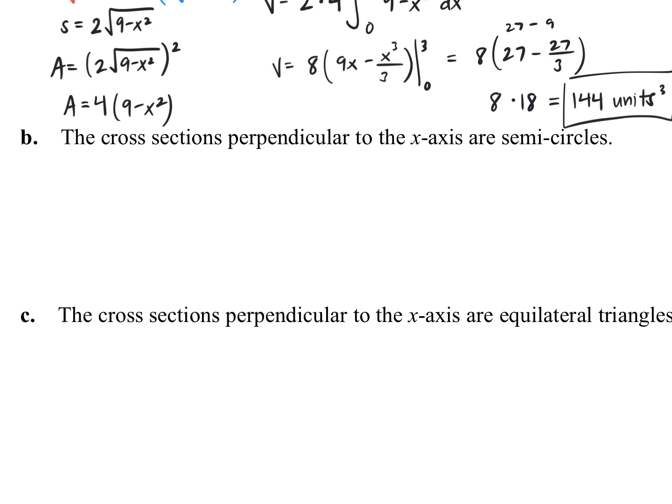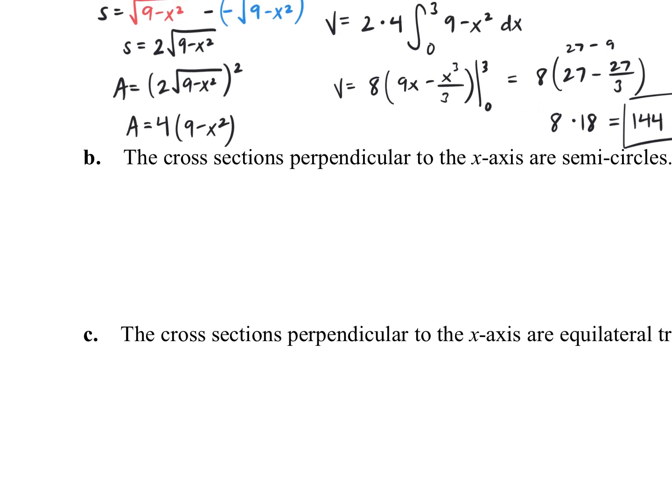Okay, letter B says the cross sections perpendicular to the x-axis are semicircles. This is the 3rd semicircle one that we're going to do. So I'm going to help you set it up, and then I'm going to let you guys try it out on your own. So I'm going to draw my little picture here to help me visualize this. My side length down there, we already figured out, that's 2 times the square root of 9 minus x squared, right? So first thing you need to find is what is your radius. Then you got to figure out what is my area formula. And then you need to integrate it. Okay? We'll let you guys try this out, and then we'll go over it.